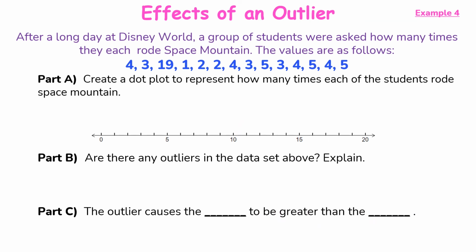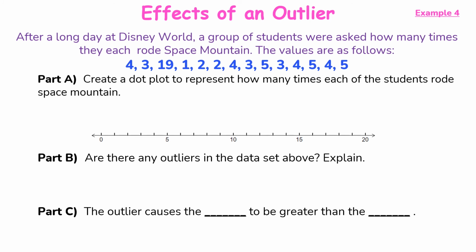For our last example here, we're going to look at how an outlier affects the data. Remember, an outlier is a number that is significantly higher or lower than the rest of the data. It lies outside of the rest of the data. So for this example, it says, after a long day at Disney World, a group of students were asked how many times they each rode Space Mountain. The values are as follows.